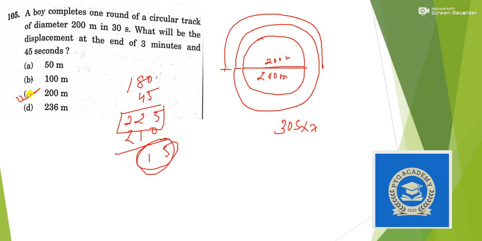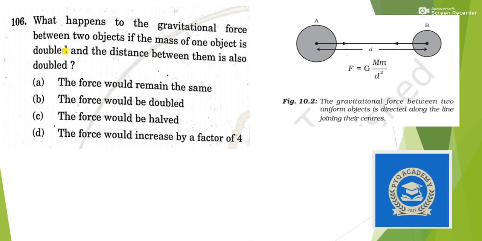Next, what happens to the gravitational force between two objects if the mass of one object is doubled and the distance between them is also doubled? You can see here, let's take it as F1. F1 is given by G m1 m2 by d square, where G is the gravitational constant, these are the masses of both objects and d is the distance between the centers.